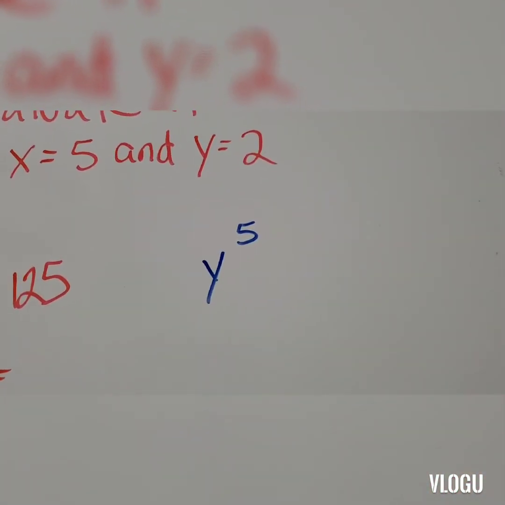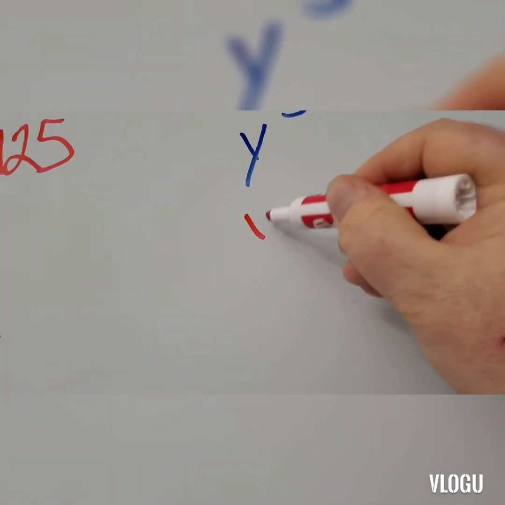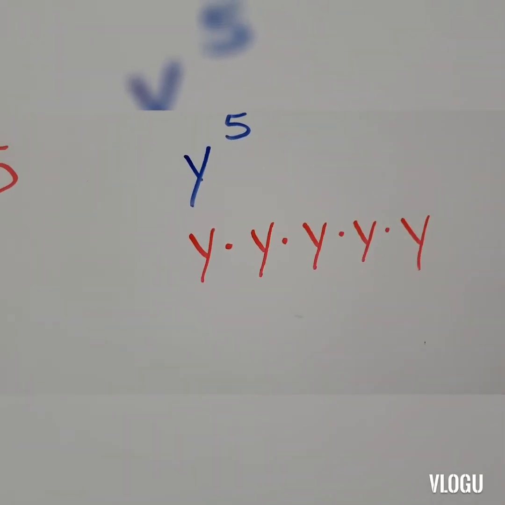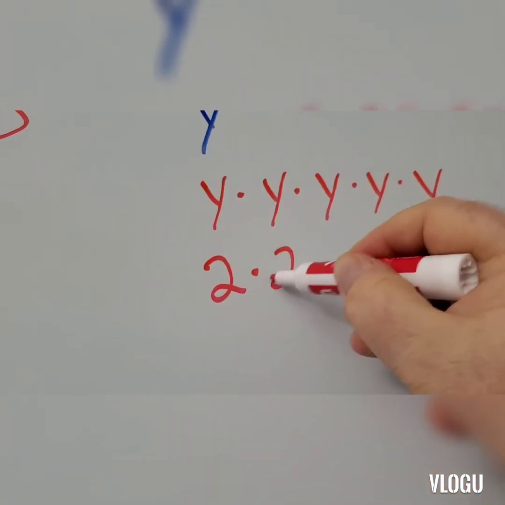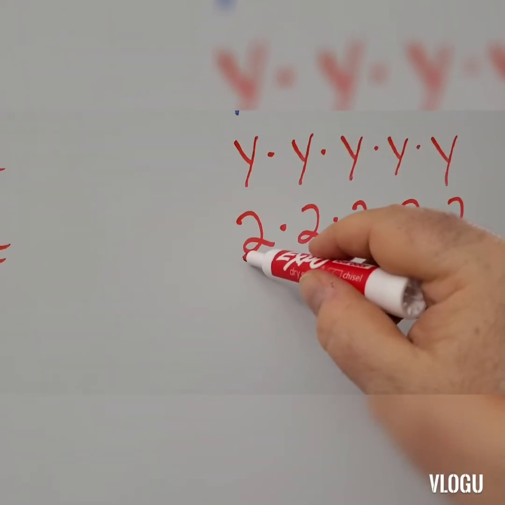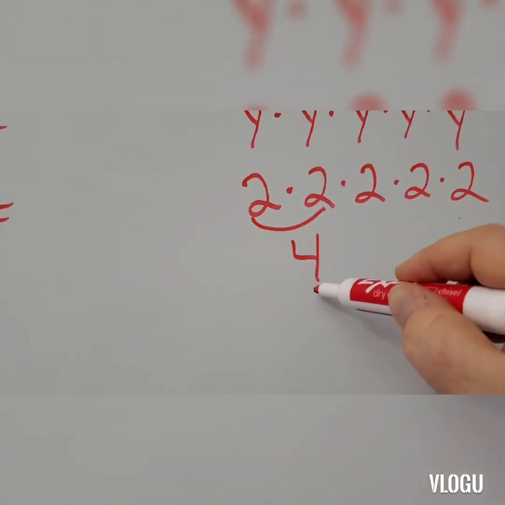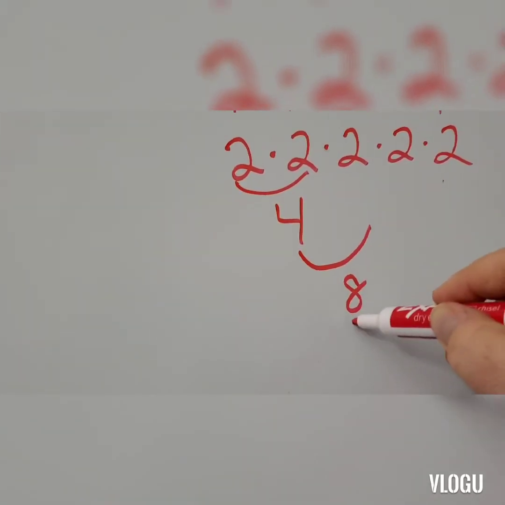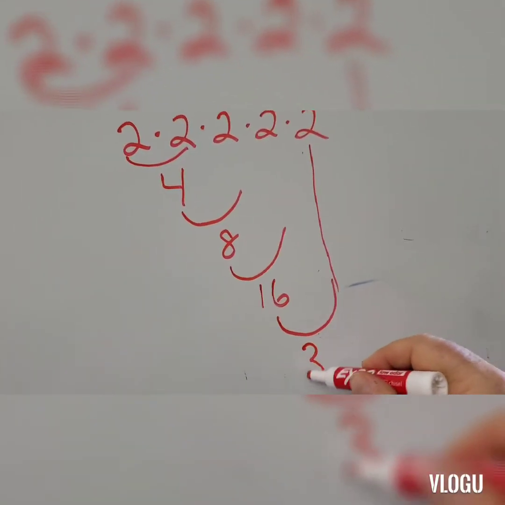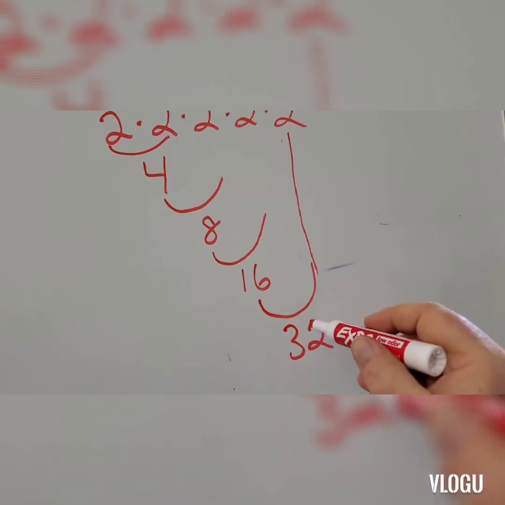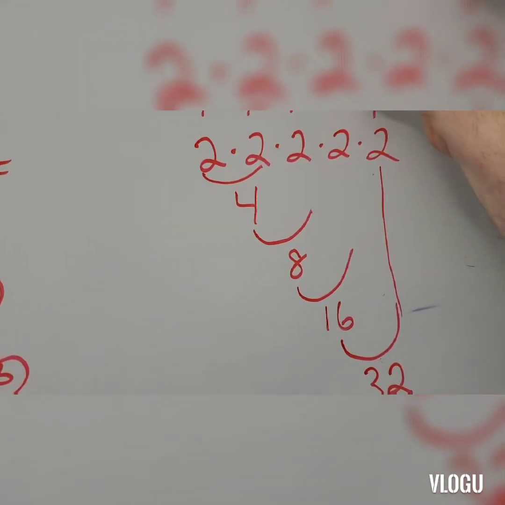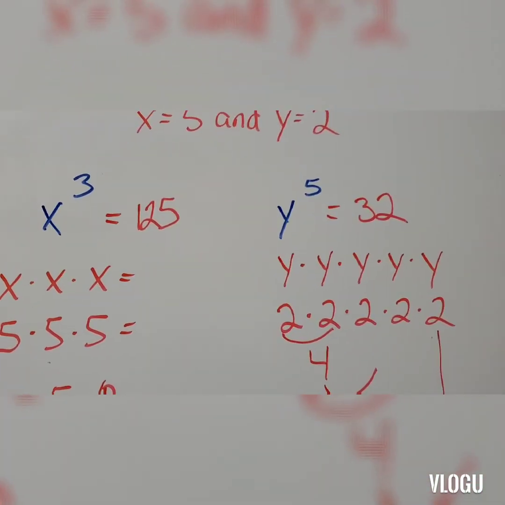My y is equal to 2. Well, really we have y times y times y times y times y. Or 2 times 2 times 2 times 2 times 2. 2 times 2 is 4. 4 times 2 is 8. 8 times 2 is 16. 16 times 2 is 32. So, y to the 5th is 32 if y is equal to 2.